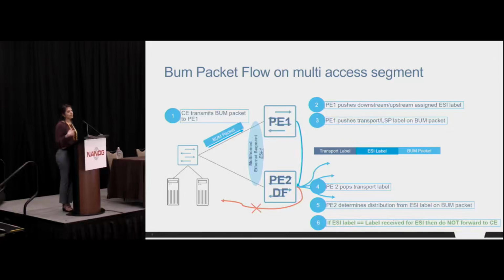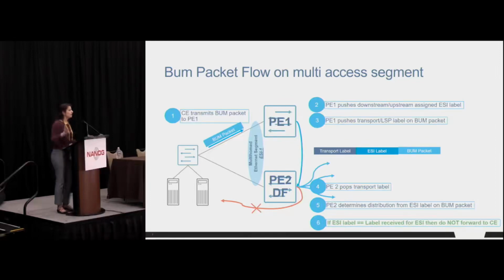P1 and P2 exchange EVPN routes, auto-discovery routes, Ethernet segment route. I'm not going to go into the details, but they're able to talk to each other, and they decide that they are part of the same multi-access segment. So when they send bum packets to each other, they will be adding an additional label, which is called the ESI label. This label helps to identify the Ethernet segment that the bum packet originated on.